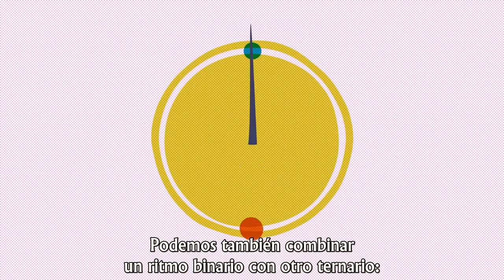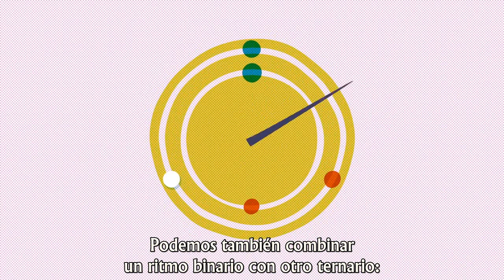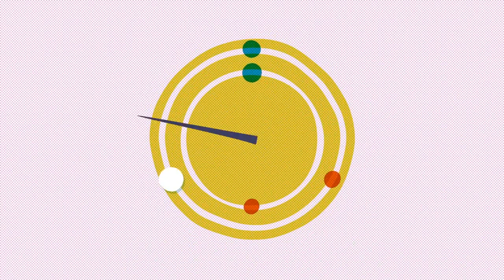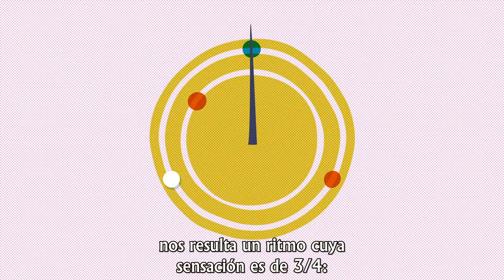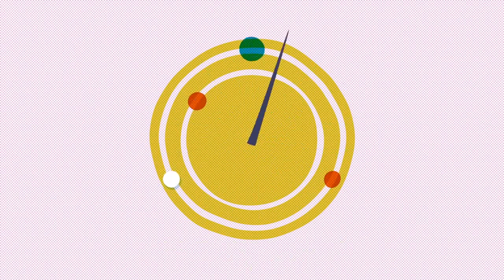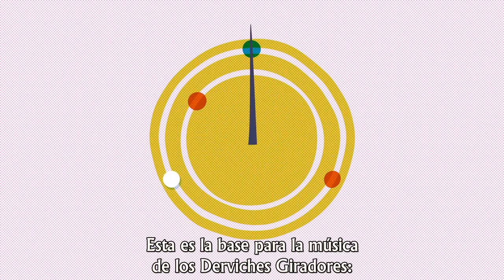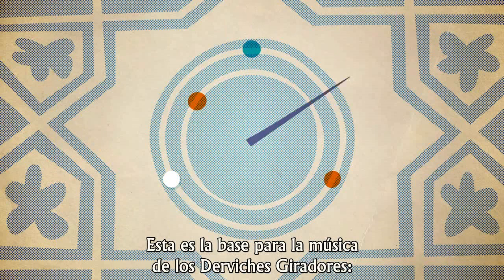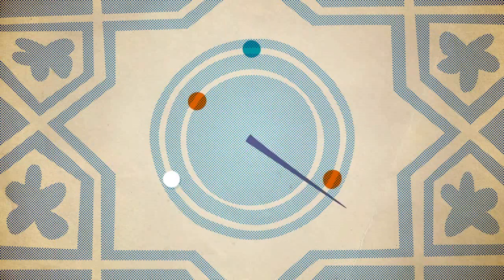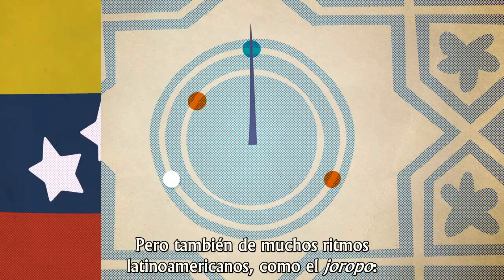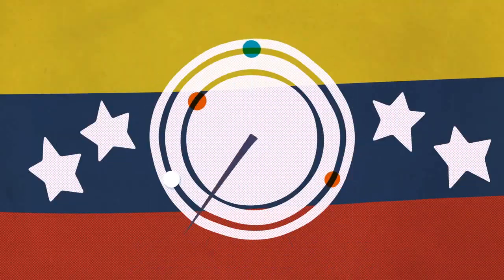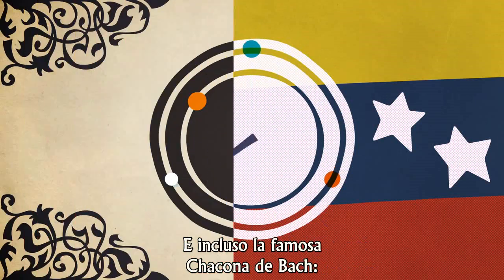Or we can combine a 2-beat rhythm with a 3-beat one. Eliminating the extra main beat and rotating the inner wheel leaves us with a rhythm whose underlying feel is 3/4. This is the basis of the music of whirling dervishes, as well as a broad range of Latin American rhythms, such as joropo, and even Bach's famous chaconne.